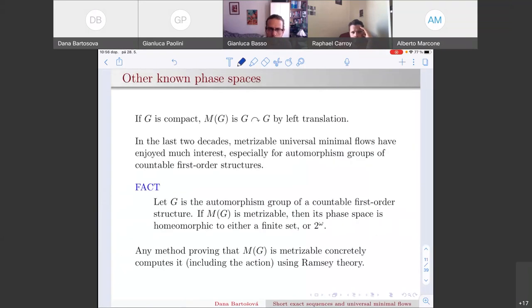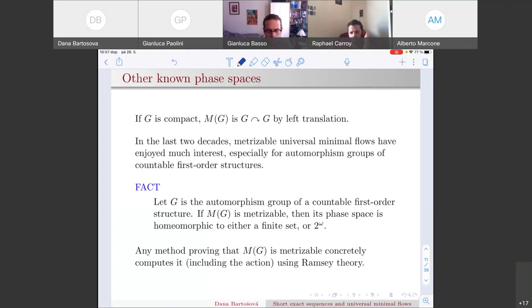I'm getting to that right now. As we said, for G-compact groups, the universal minimal flow is just the group itself with the left translation. So we know everything, and we usually discard that as not interesting, because there is nothing to do. However, there have been a lot of efforts in understanding groups which have a manageable universal minimal flow, that is, metrizable, so you don't even have to consider non-metrizable ones, and you know all of the minimal flows. This was done especially for groups of automorphisms of countable first order structures. There were some preliminary results where the main interest was in other problems, as usually happens, and this was a side product. We will have some examples of that later on.